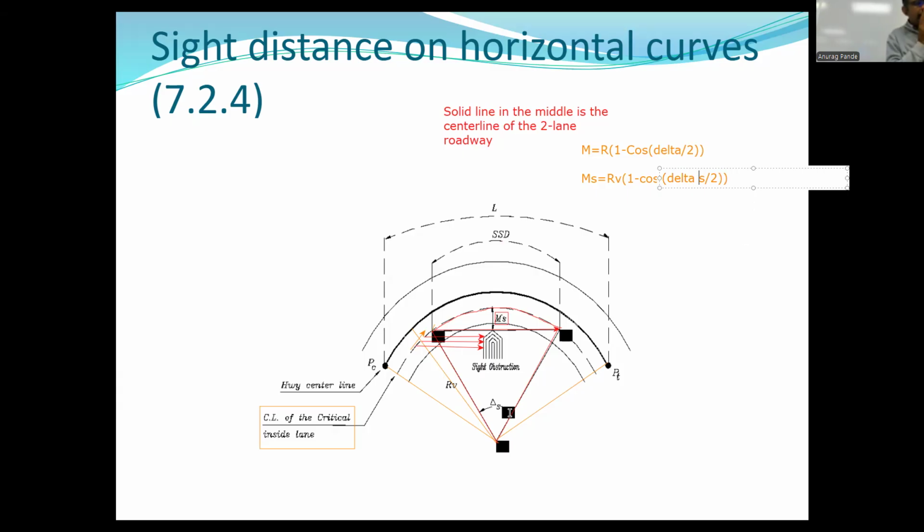Now, what you want to have happen is that from here to here, the distance you want is the stopping sight distance. So now, if I asked you, hey, design a curve where 50 miles per hour is my design speed.